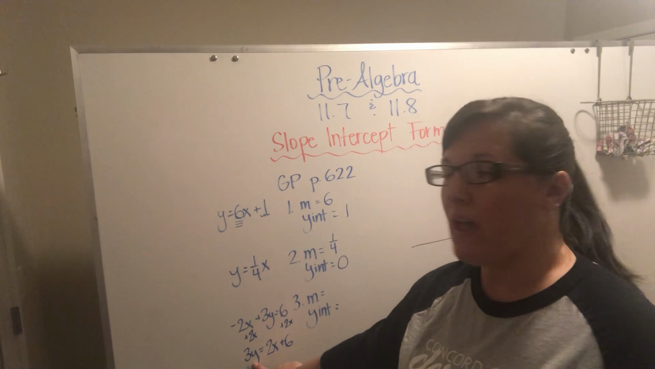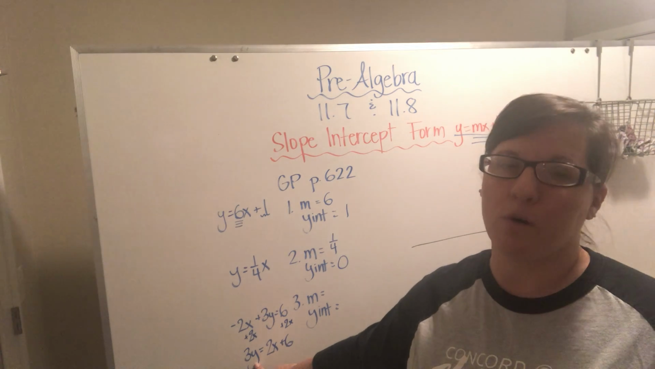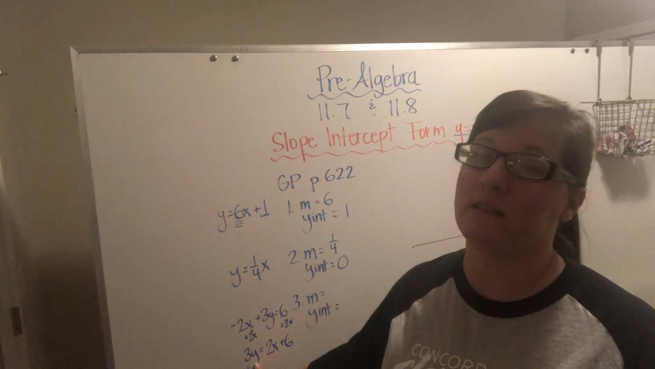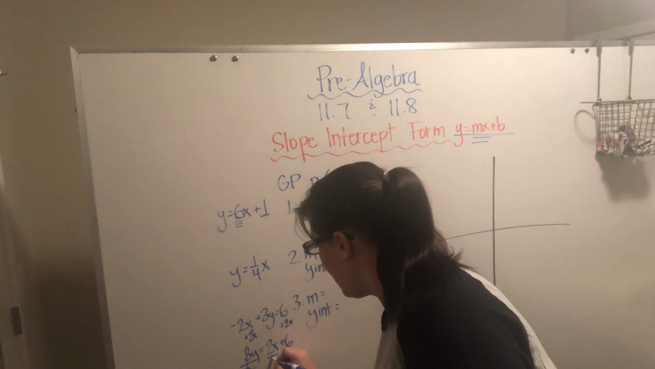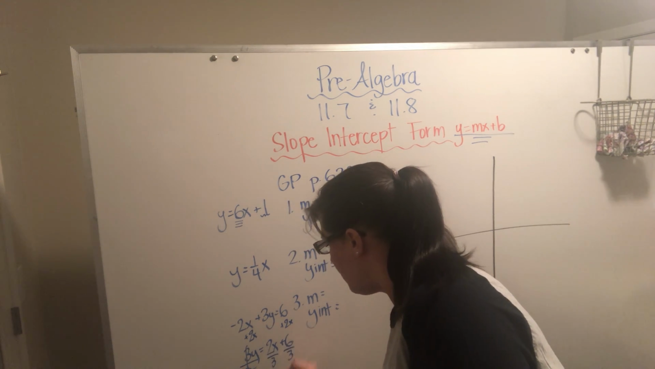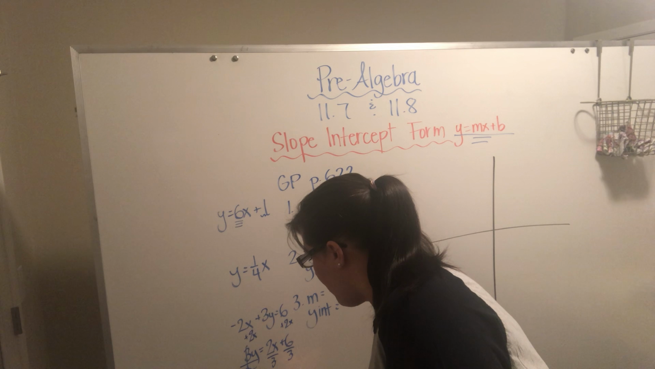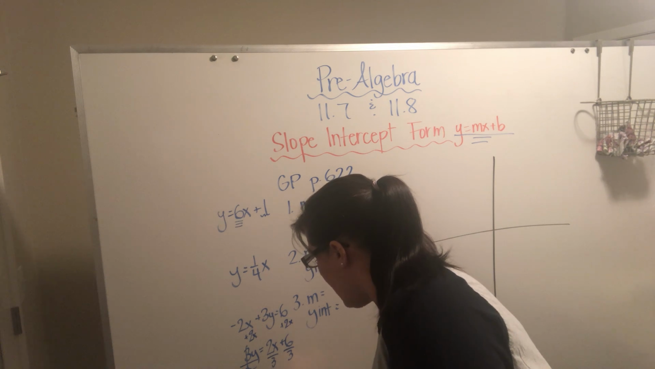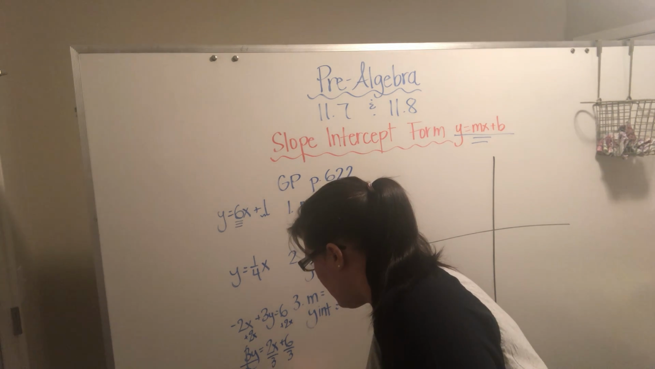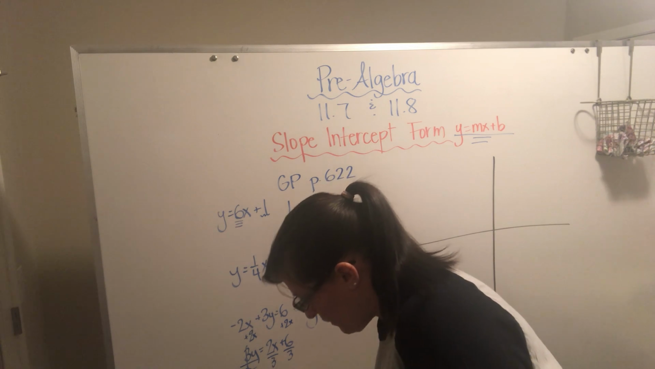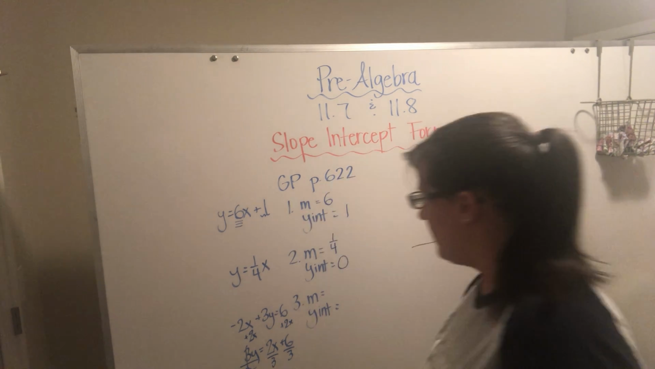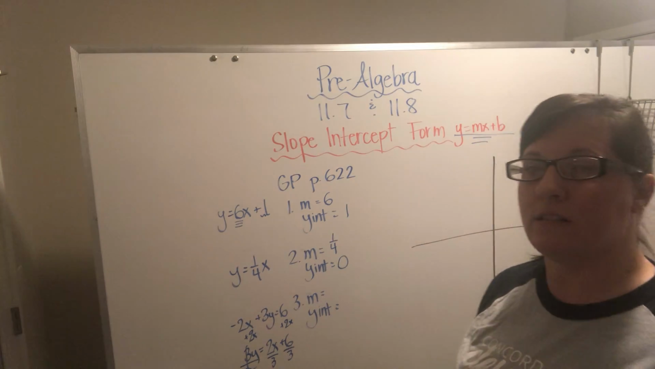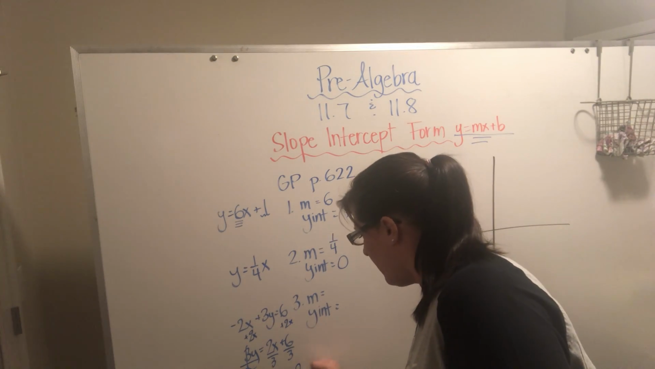I still don't have y by itself, meaning the coefficient in front of y needs to be 1. So I'm going to divide out this 3. Every term has to be divided by 3. So my final equation there is y equals, you could write it 2/3 x or 2x over 3, either way, plus, simplify this, 6 divided by 3 is 2.